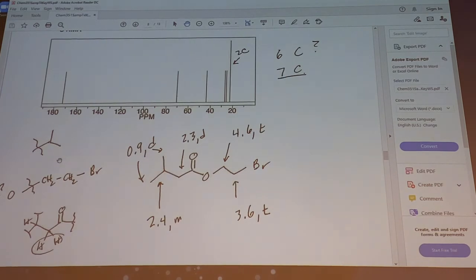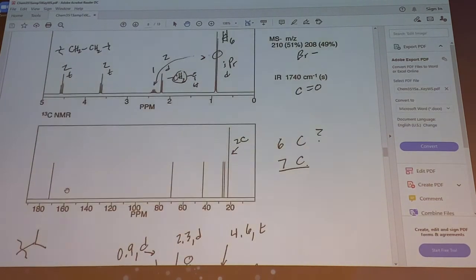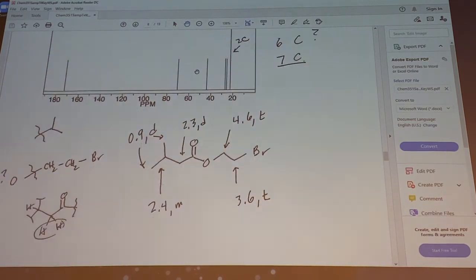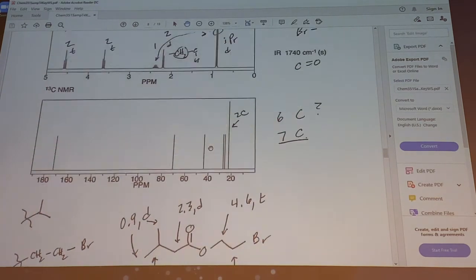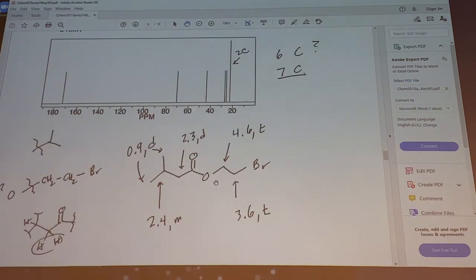You can see an isopropyl. You can see 2 methylenes next door to each other, the 2 triplets here, like we saw before. So this shows you what those fragments come out to be. And then you just fit them together. And then you have, let's see, oh, the IR, yes, 1740. So yes, it's a carbonyl. So you can come up with this structure.